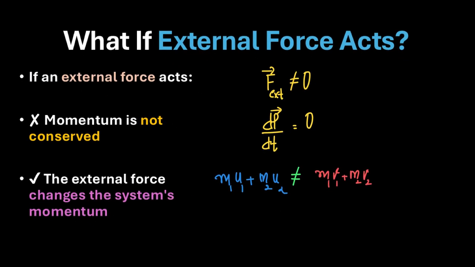So the immediate question, what if F external is not equal to 0? What if some external force acts on the system? If an external force acts on the system, then dp by dt is equal to 0 doesn't hold true, which means the initial momentum will not be equal to the final momentum. Why? Because the external force can change the momentum of the system.